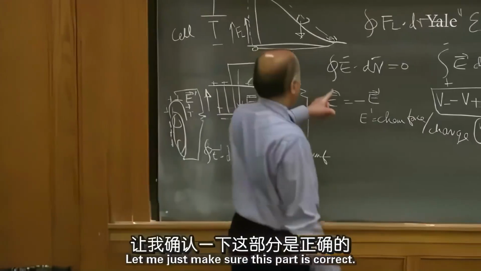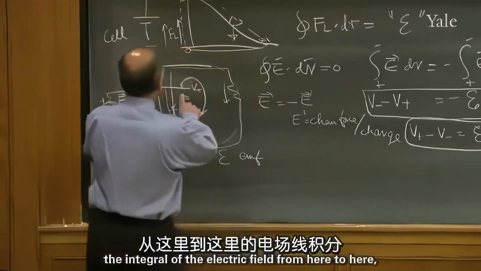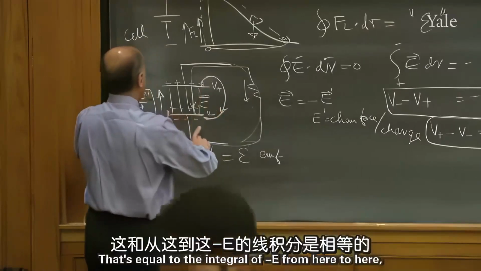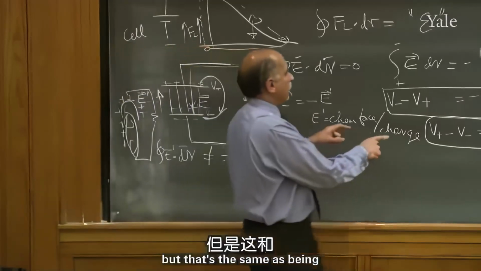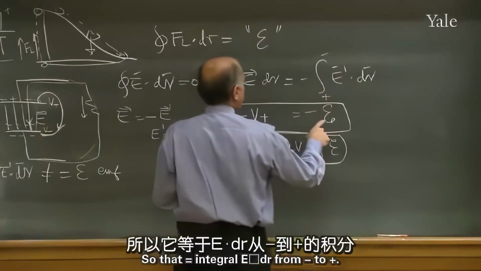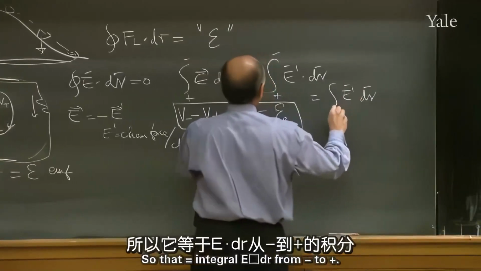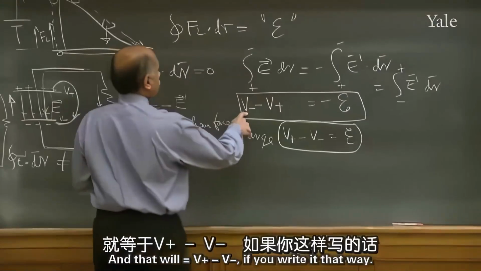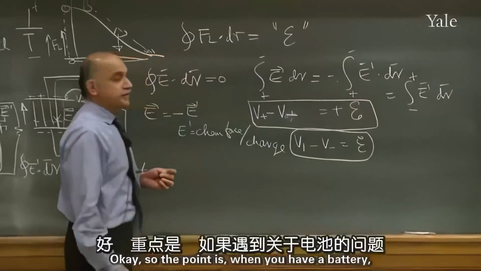Let me just make sure this part is correct. The integral of the electric field from here to here doesn't matter which path you take, since the electric field is conservative. That's equal to the integral of minus E prime from here to here, but that's the same as doing it with the polarities reversed in the integral, and that will be the EMF. So that's equal to the integral of E prime dr from minus to plus. And that'll be equal to V plus minus V minus, if you write it that way.